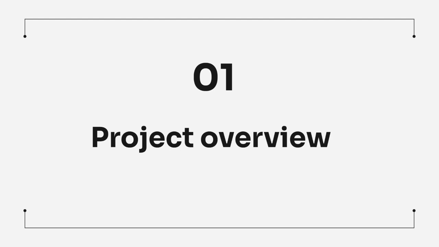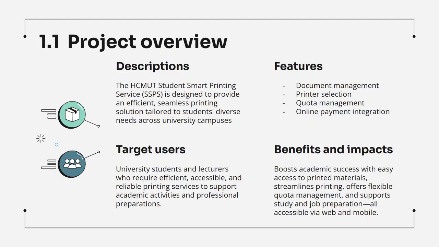We will cover the following aspects of our project. About our project description, the HCMUT Smart Printing Service is designed to provide an efficient, seamless printing solution tailored to students' diverse needs across university campuses. This service aims to streamline the printing process for both students and faculty.